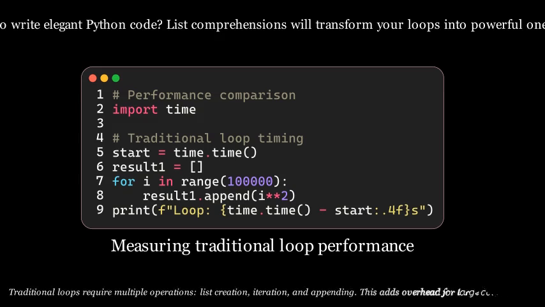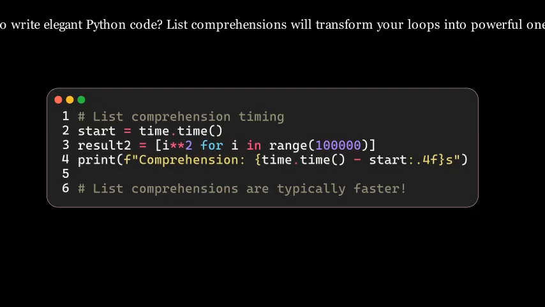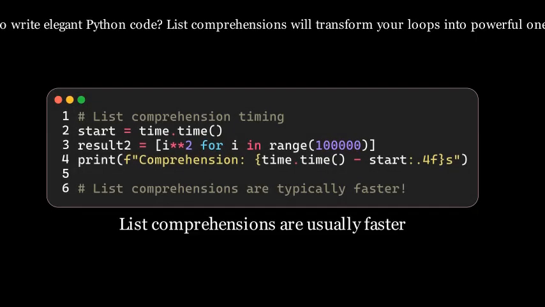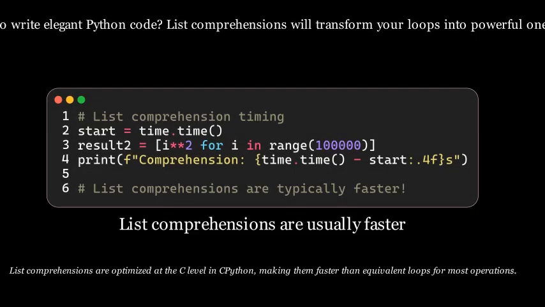Traditional loops require multiple operations: list creation, iteration, and appending. This adds overhead for large datasets. List comprehensions are optimized at the C level in CPython, making them faster than equivalent loops for most operations.